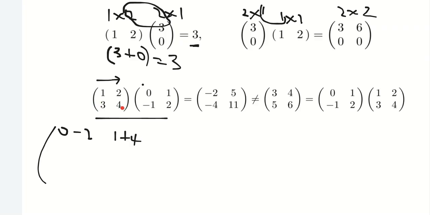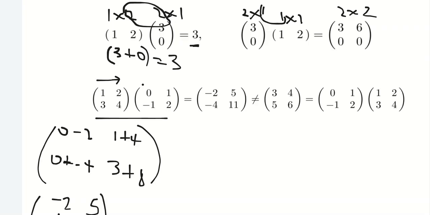Then we come here. We come to the second row. This will multiply this, which is also 0. Then this will also multiply this. Sorry, again -4. So -4, right? Then this will multiply this. You get 3. And this will multiply this. You get what? 8, right? Now, if you put everything together, you get what? -2, you get what? 5 here, then you get what? -4, and you get what? 11.